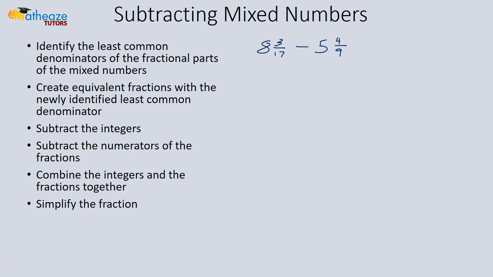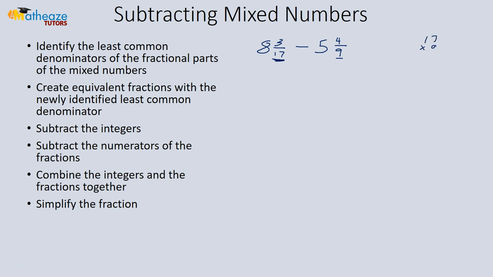So this is a prime number right here. 17 is a prime number. So we can see we have unlike denominators. So our first goal is to get the lowest common denominator, and then when we get that, we'll create the equivalent fractions. So 17 and 9, for the least common denominator, we can just multiply them together because this is a prime number. So we multiply them together.